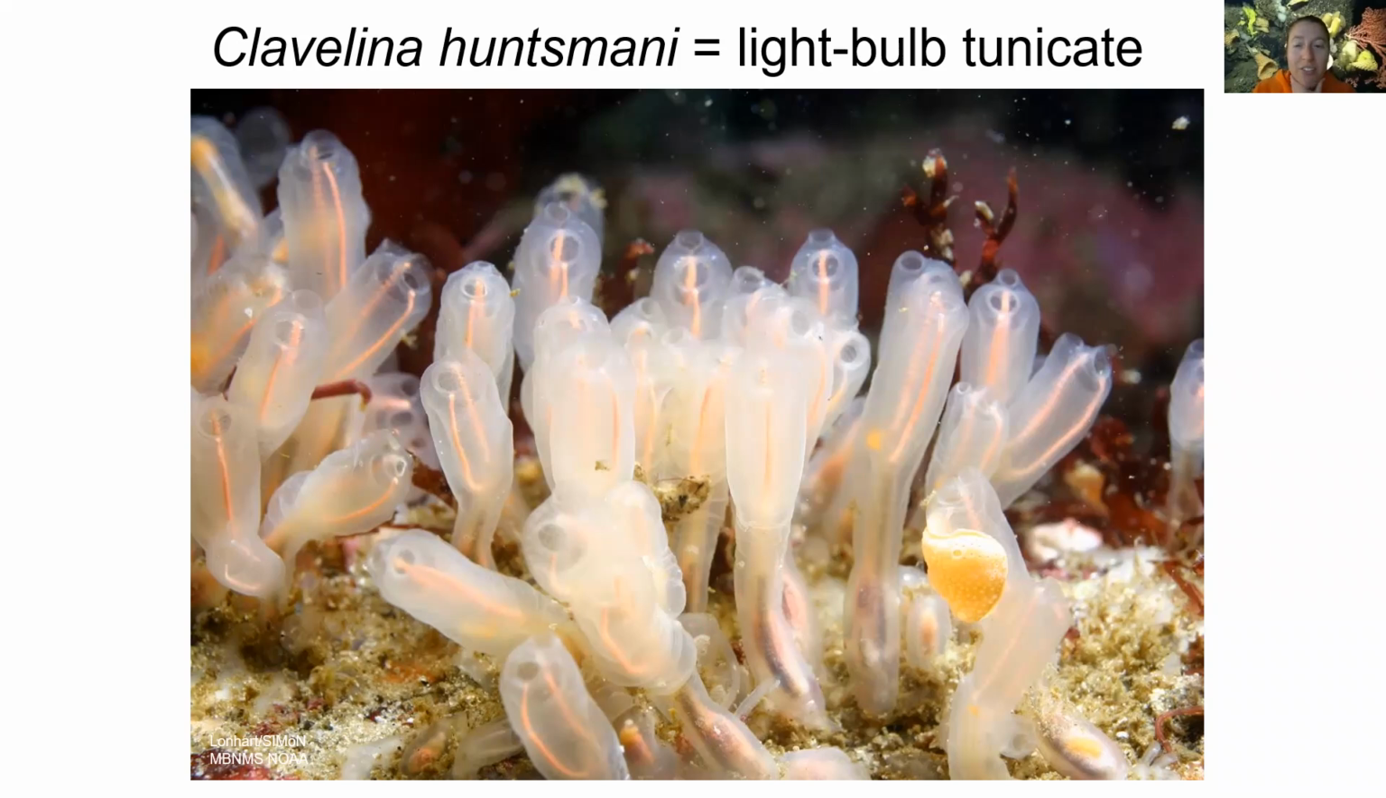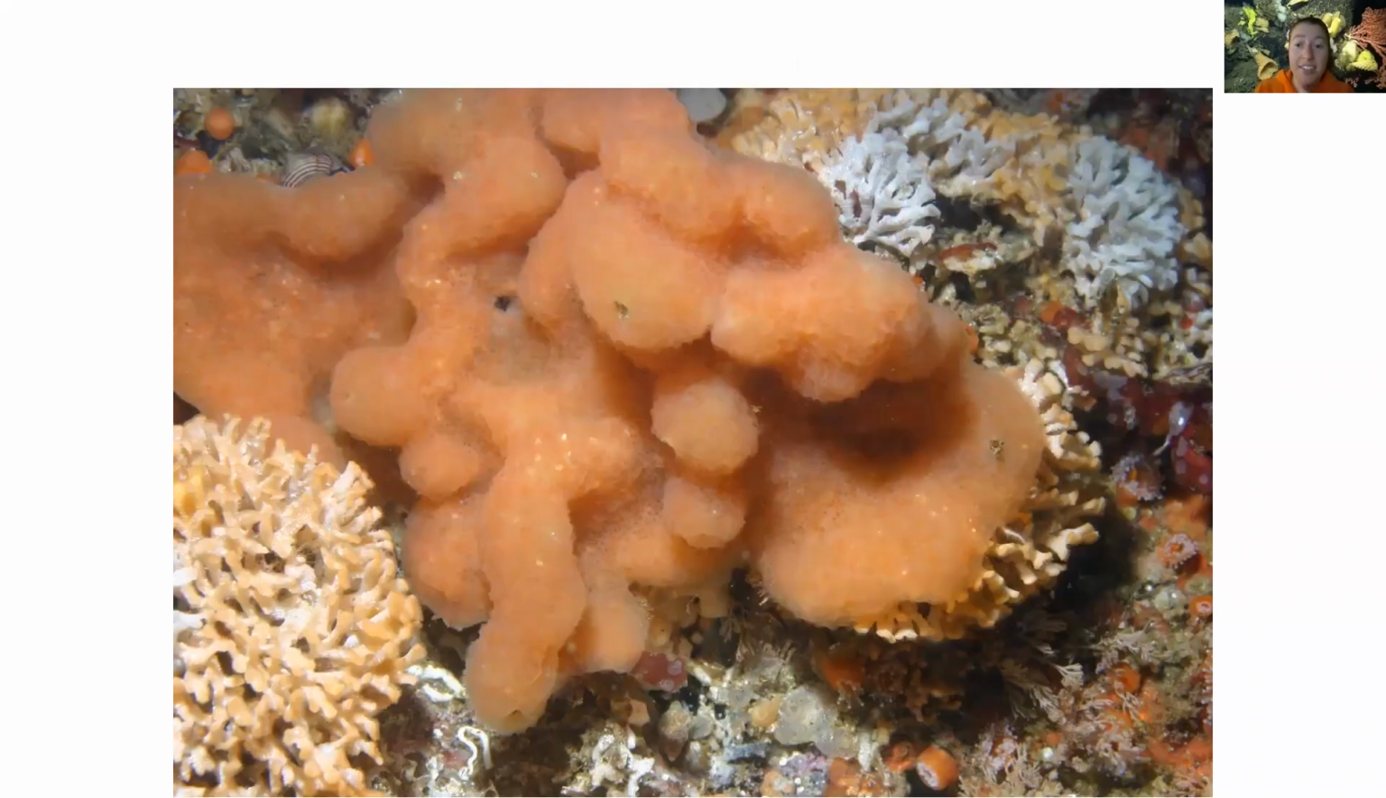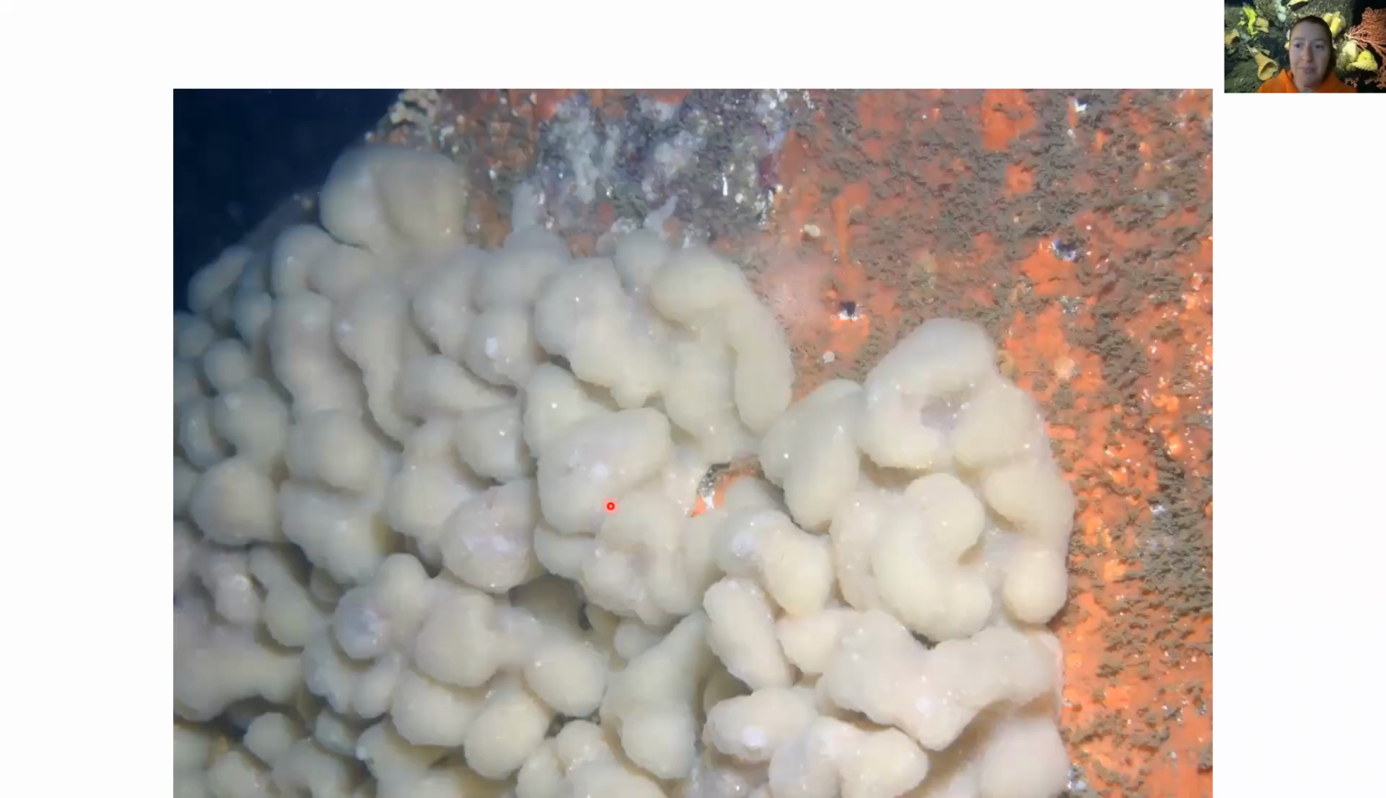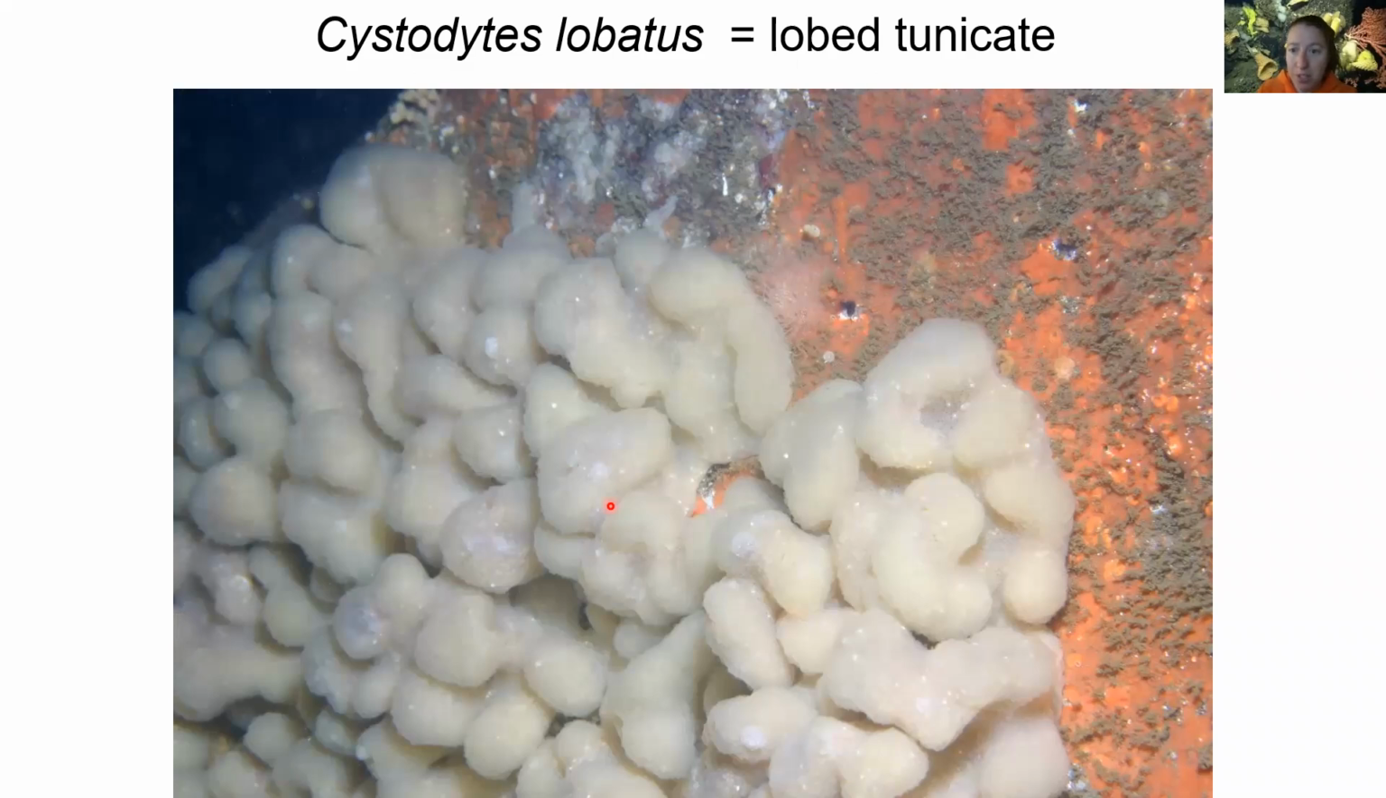Another tunicate that we have a lot of down here, this one is a compound tunicate. This is the lobed tunicate. So they'll grow all sorts of shapes and colors. So here's an orange, a white, and a purple.